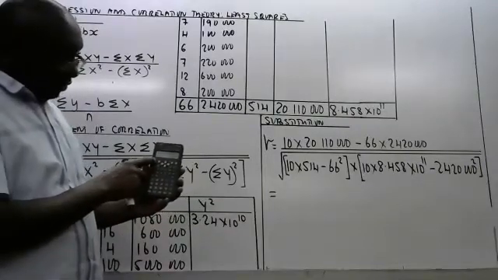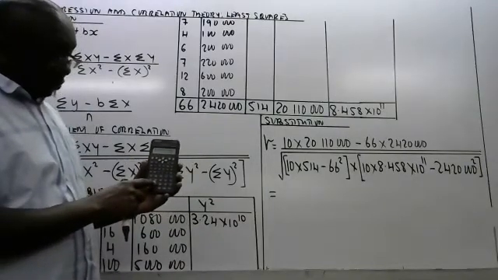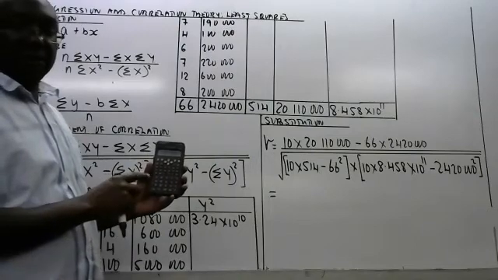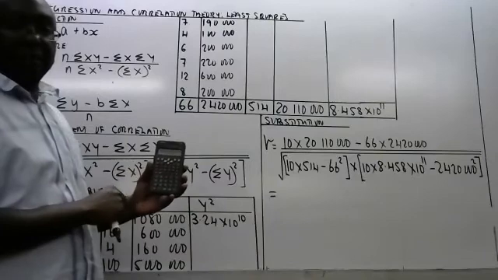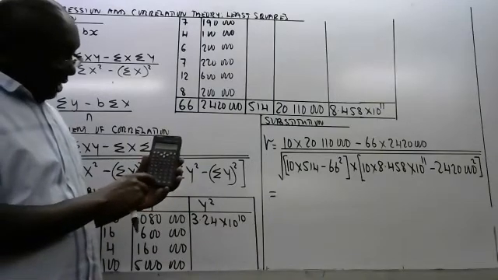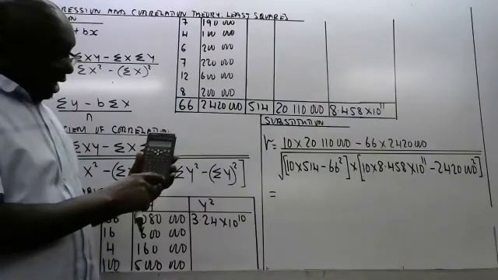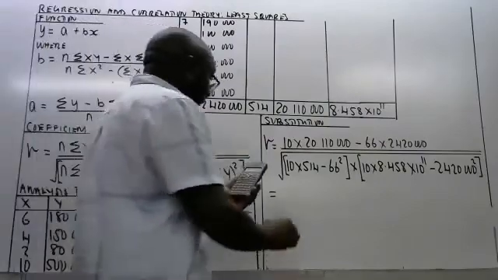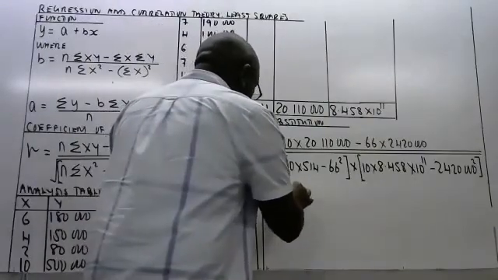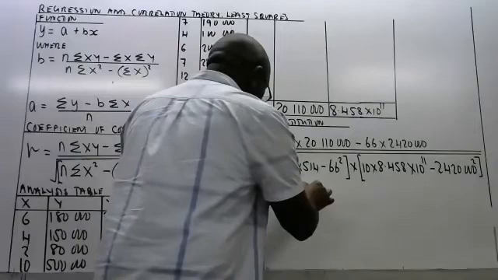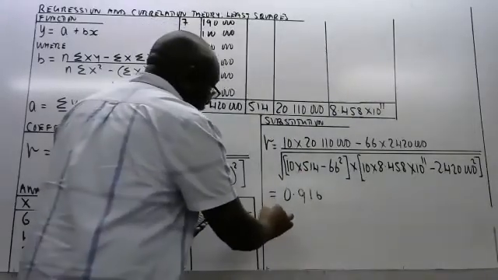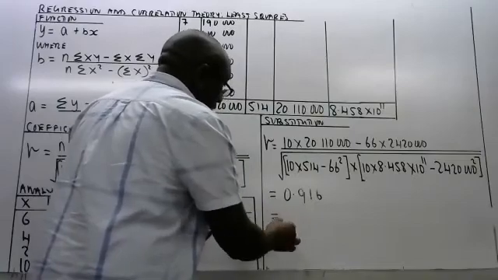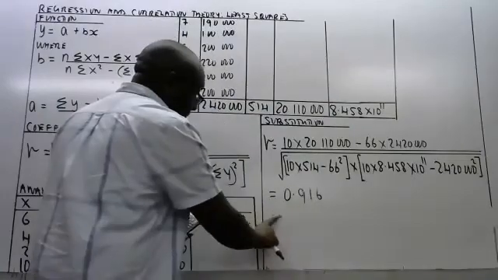You press shift button number 2 now. Then you will play forward where you have R, which is number 3, and then you say equals, and I'm getting 0.916, which you can call, yeah, or you can leave it that.